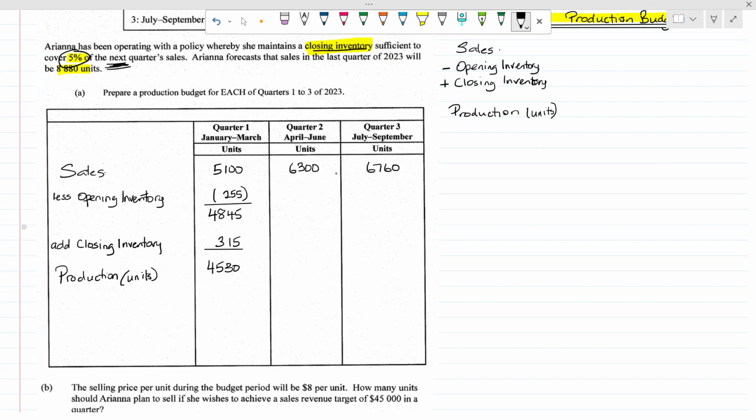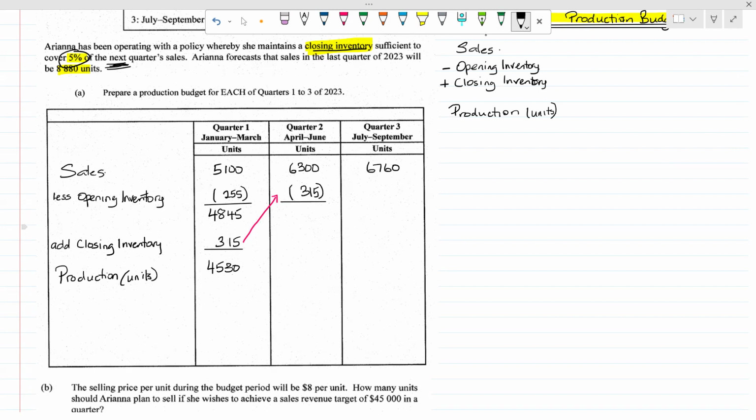So although we know we need to produce 4,845 to meet this, we want an additional 5% of the following quarter's sale in stock. So we are producing 4,845 plus 315. So we are producing 5,160 units. That's going to cover enough to meet our demand of 5,100 units and have 5% of the next quarter's sale available. Now look at this, right? The closing inventory from this quarter then becomes the opening inventory for the next quarter. Remember I was saying it's just 24 hours separating these two things.